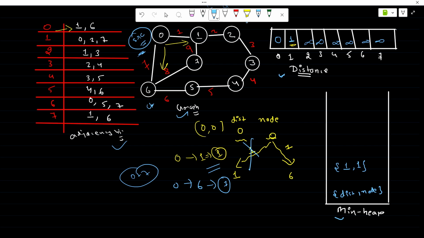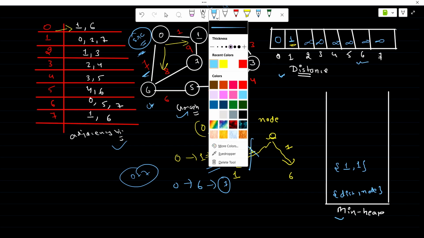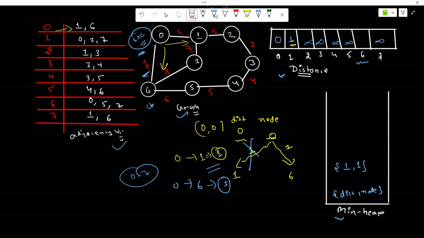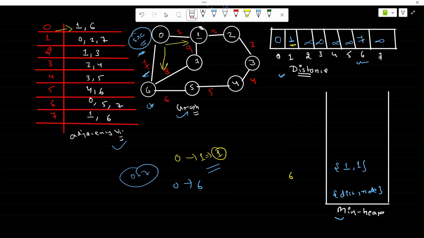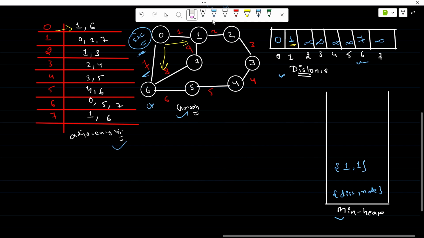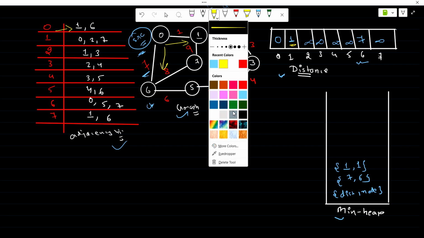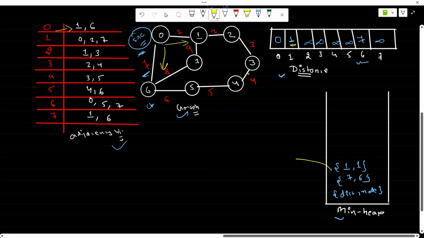Now this is done, and we can go from 0 to 6 at a distance of 0 plus 7, which is 7. To reach 6, we got the distance of 7. But the current distance is infinity, so we will update it with 7, right? So we are done with node 0, and we also put 6 into the priority queue, with a distance of 7 and the node 6. Okay. Now the minimum distance is for node 1, so we pop out 1, 1.